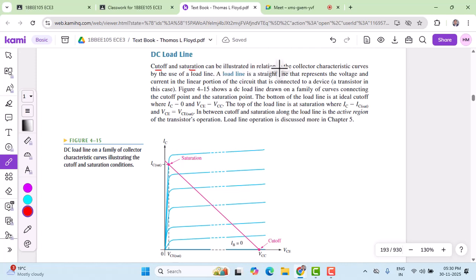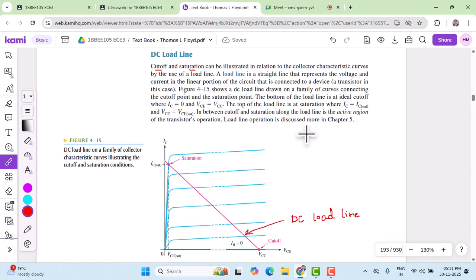That can be illustrated with this characteristics curve. As you have seen here, the blue lines are once again a family of curves of collector characteristics, and the pink line that is shown is the DC load line, which is drawn from the circuit under DC conditions.